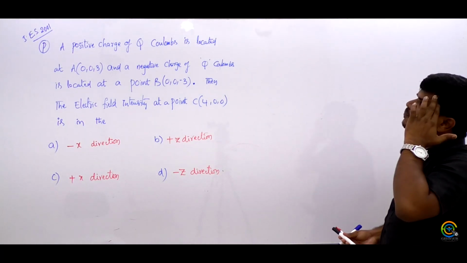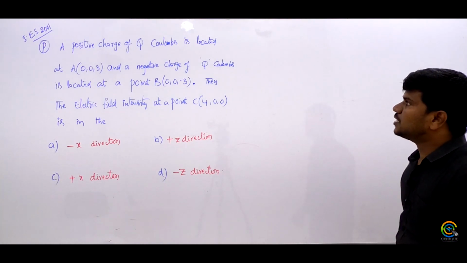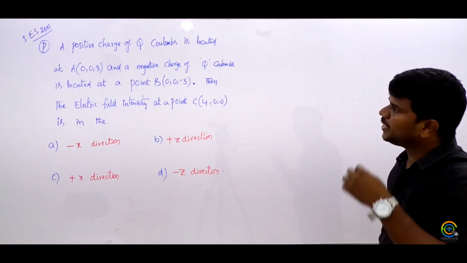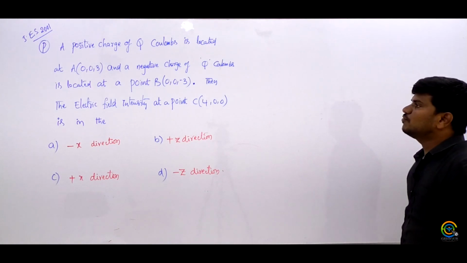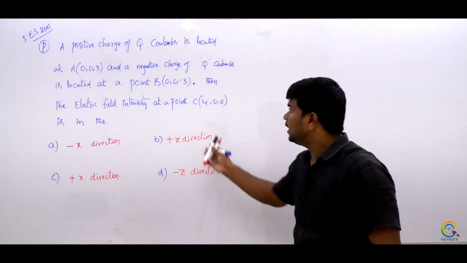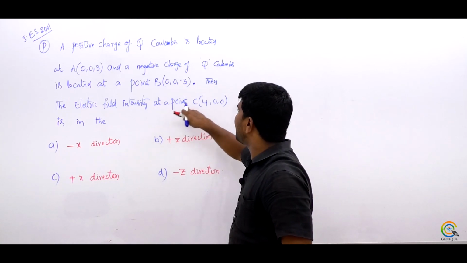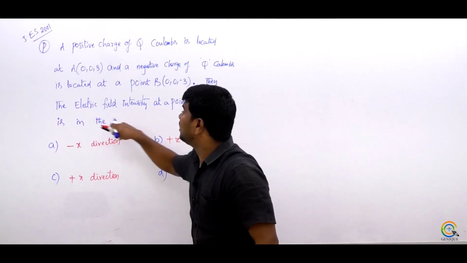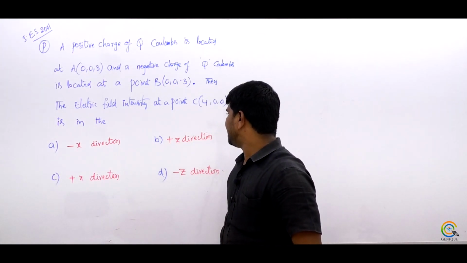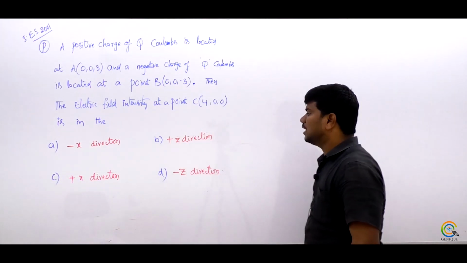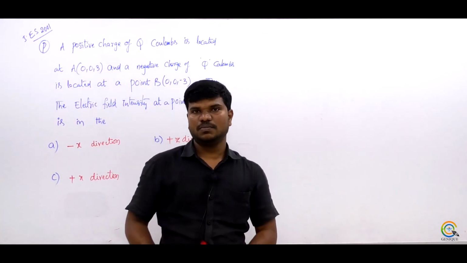So observe this question. A positive charge of q coulombs is located at a point A (0, 0, 3) and a negative charge of q coulombs is located at a point B (0, 0, -3). Then the electric field intensity at the point C (4, 0, 0) is in which direction: the negative x direction, positive z direction, positive x direction, or negative z direction? So you have to find the electric field in which direction it is pointing.